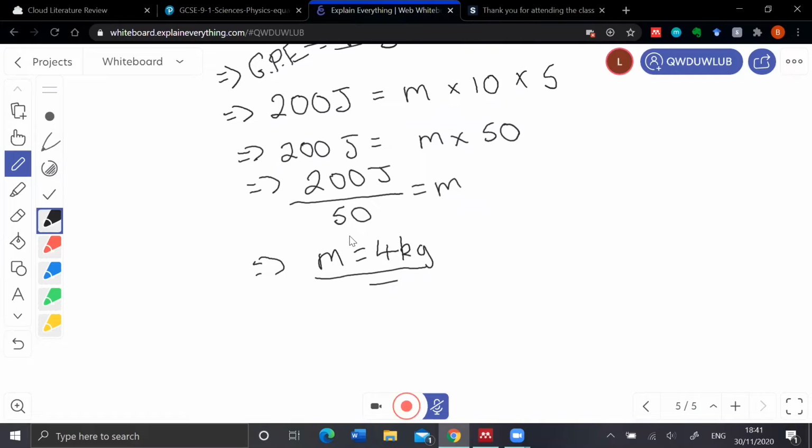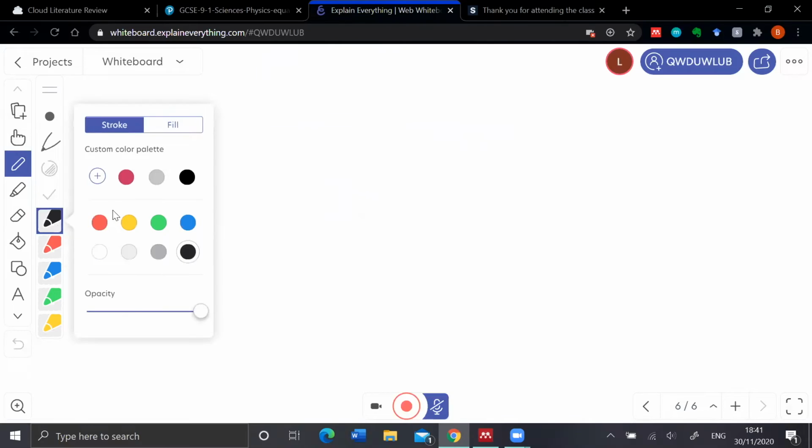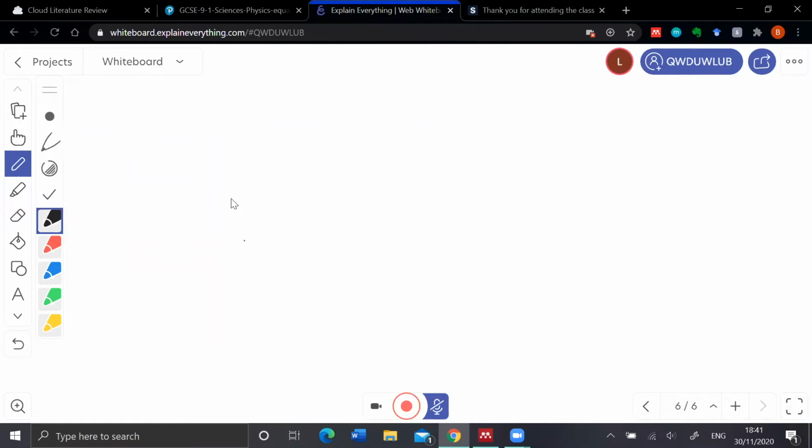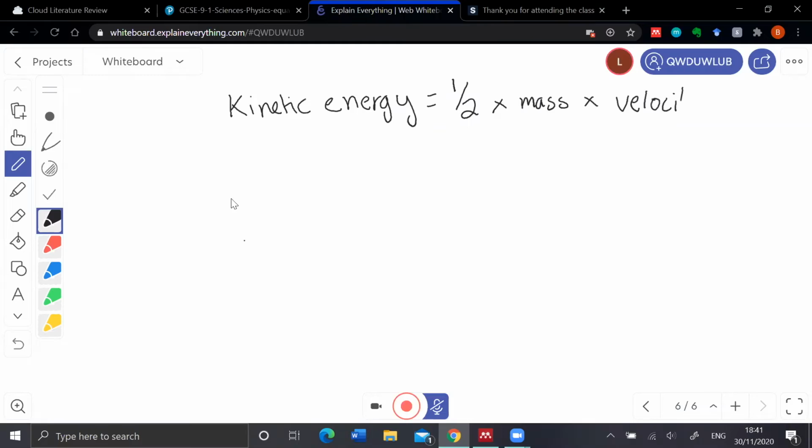So we've done a few different things there. Let's do kinetic energy, another one you have to learn. This is the one with half mv squared. Half times mass times velocity squared. This is the one where I always write KE. Half is just a number, half or 0.5. It's got a squared in it.